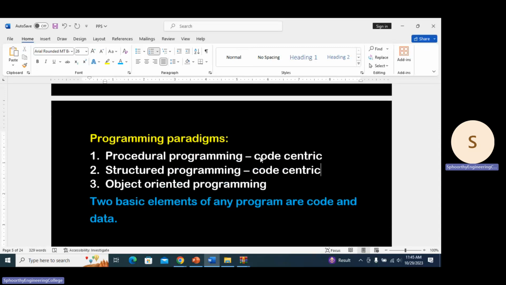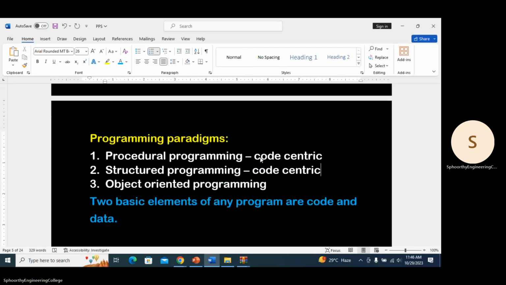And the C programming language comes under both, because even C programming is based on the code centric theme only. But majorly it's a structured programming language. Since it is also code centric, you can say it comes under procedural also. So C comes under both procedural and structured, majorly a structured programming language, right?